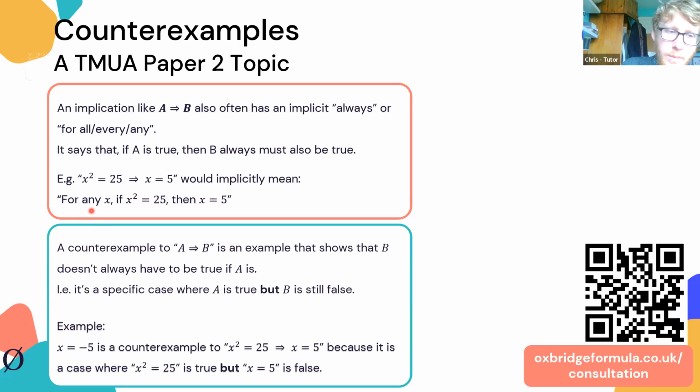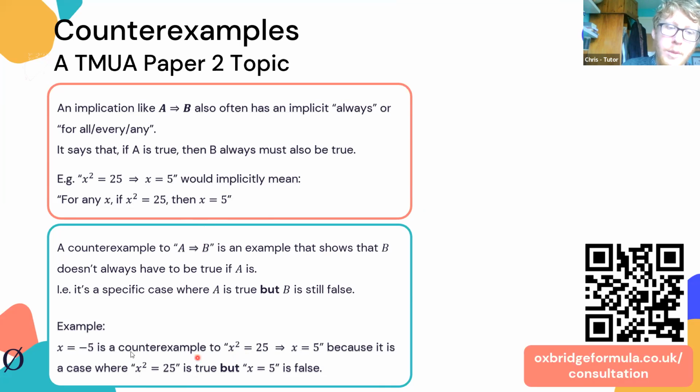A counterexample is something that shows it's not always, it's not for every x. There's something that shows it doesn't always hold. So it's a specific case for which the first part of the condition, the A, is true, but the B doesn't follow. The B is still false. So we know our counterexample here. Hopefully you know that if x squared equals 25, you can't conclude x equals 5, so it could be that x equals minus 5 instead.